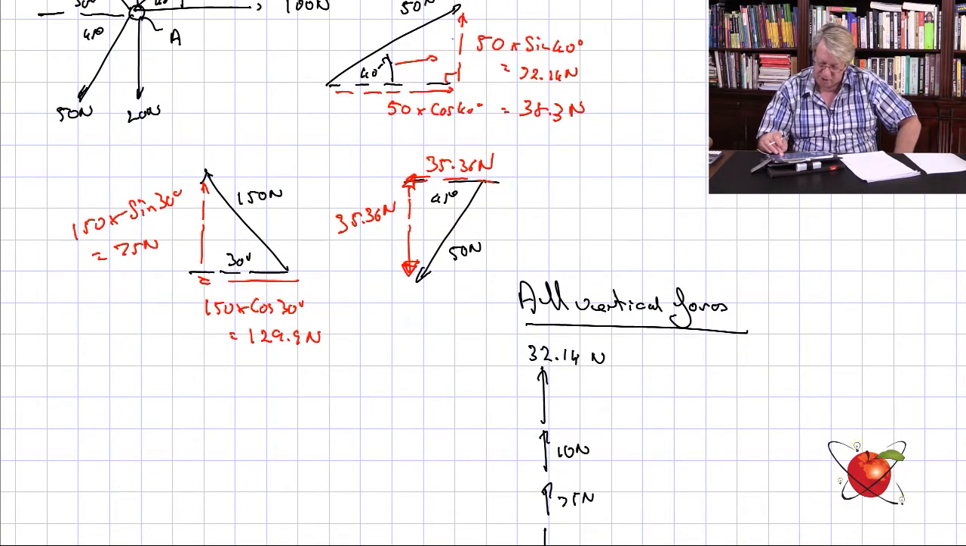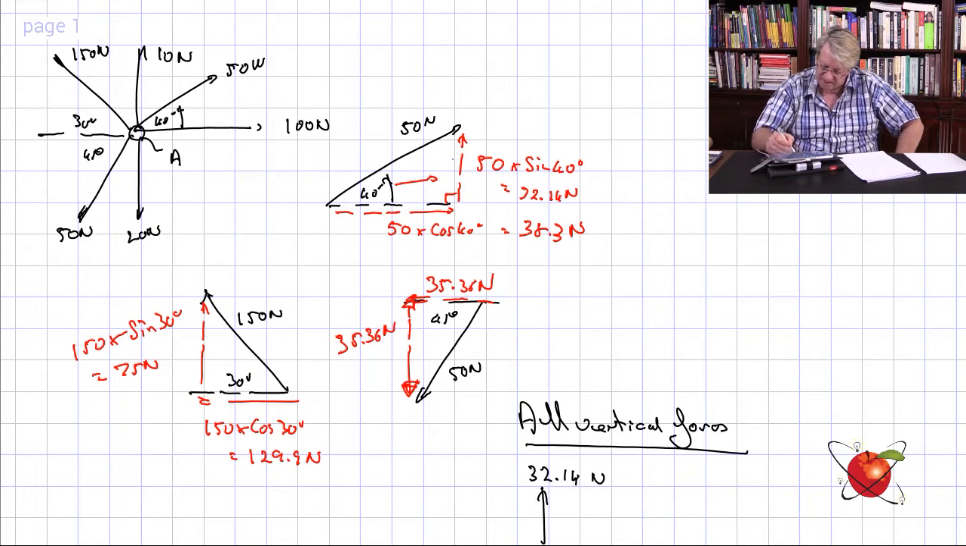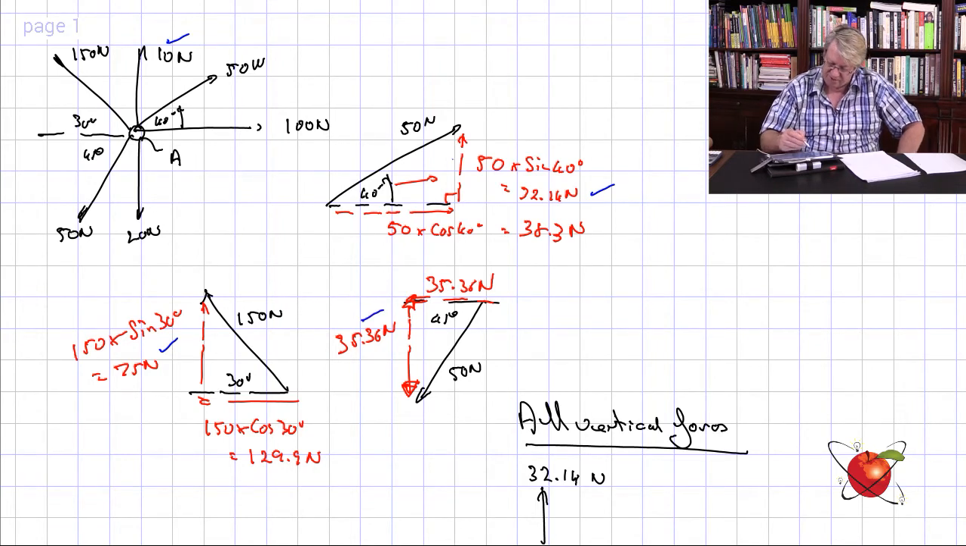Let's go around. 32.14 is this guy, isn't it? Okay. Let's just put it in blue. That's him. We've got that force. Okay. We didn't need him, so we've got his component. We've put the 10 in. The 150 vertical is upwards. There's this little arrowhead, is upwards. The 50 is a 35.36 down, and then there's a 20 down. So we've got all our forces.